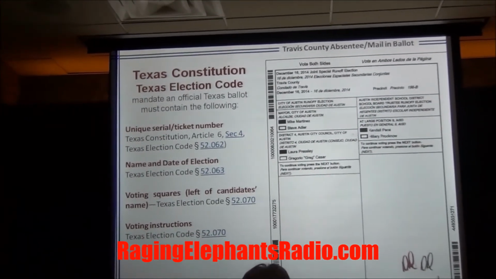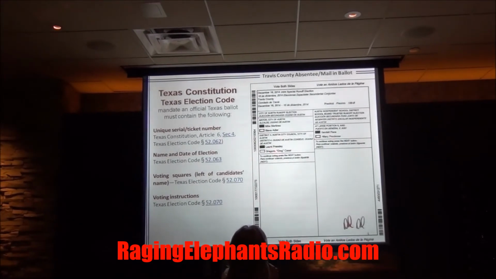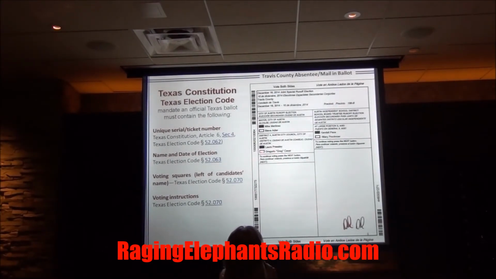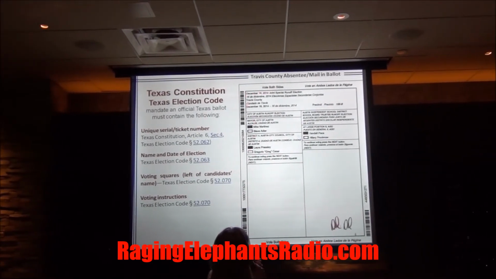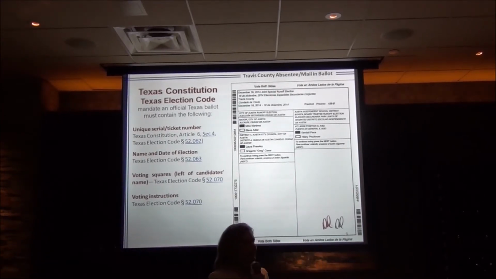This is an example of one of the paper ballots. You see a serial number, you see all the candidates' names, my name, my opponent, you see boxes which are required by law, the name and date of the election. Check, check, check, it's an official legal ballot. What's interesting is the electronic ballots, where the problem occurred.